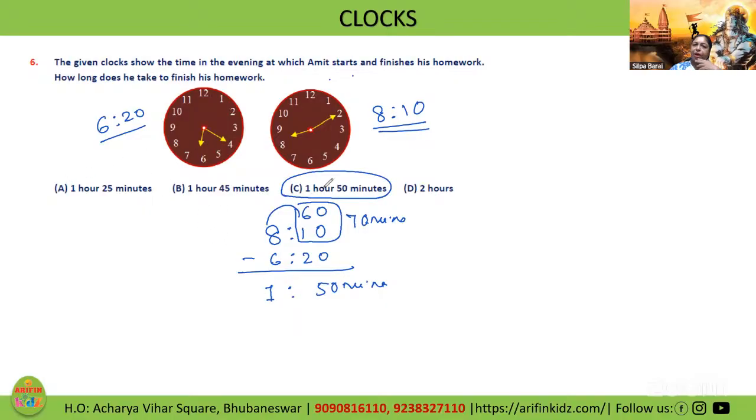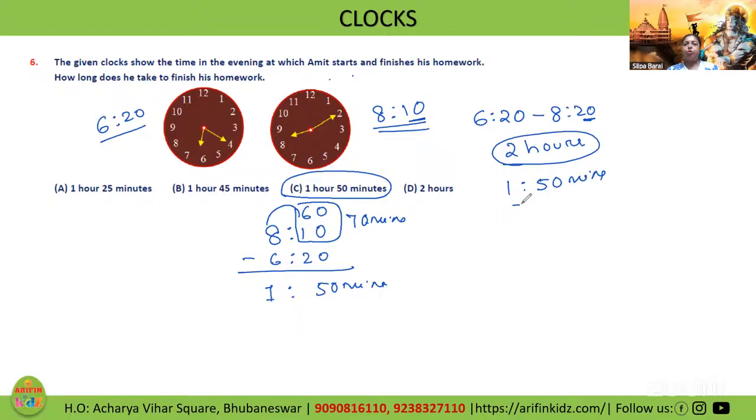In this way you can do it, or you can do it like this: it is 6:20 to 8:20. Rough calculation, the mental calculation, how can you do it? 6:20 to 8:20, beta, it is 2 hours, right? But it is not exactly 8:20, it is exactly 10 minutes less. So in 2 hours, 10 minutes less is 1 hour 50 minutes. In this way also you can do it. So 1 hour 50 minutes.